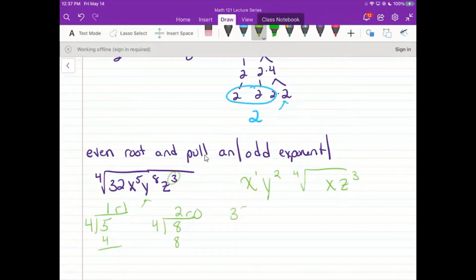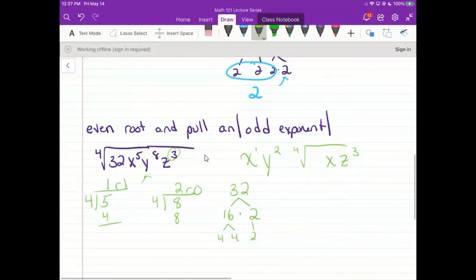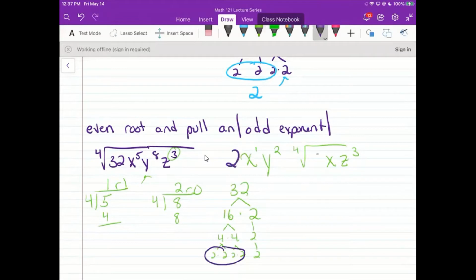And then I have to factor the 32. This time I'm looking for groups of 4. So here I've got 16 times 2. This factors into 4 times 4 times 2. These each factor into 2. I have one group of 4, so I'm going to pull out 1, 2, and I'm going to leave 1, 2 remaining. So my final answer is 2xy squared, the fourth root of 2xz cubed.